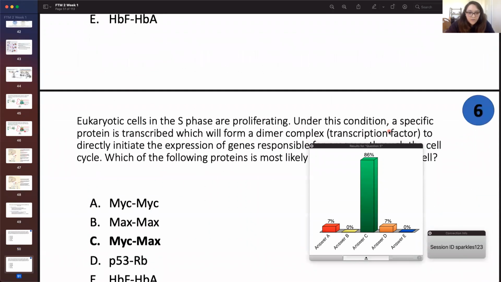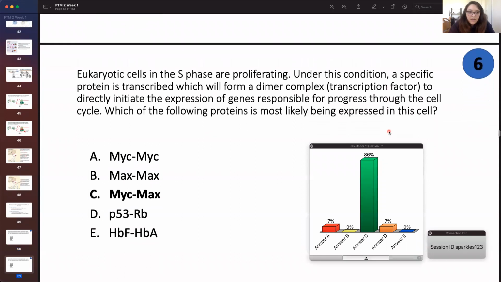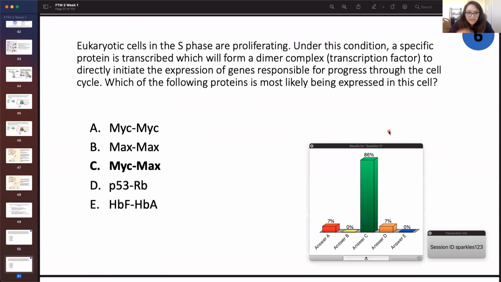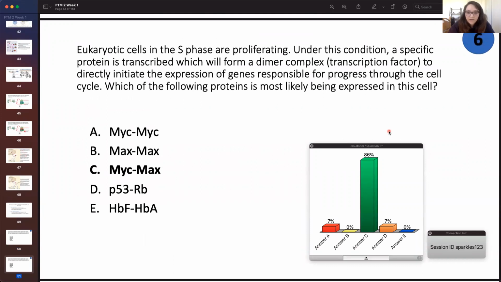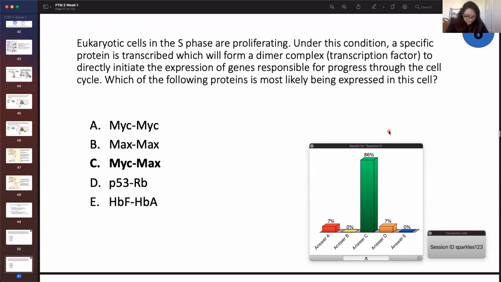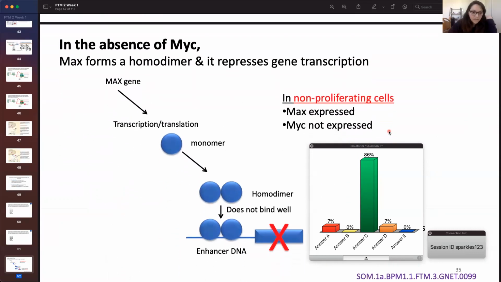Okay, so most of you guys got this one. When we're talking about Myc and Max, I'll explain that one in the next slide, but for this question, you just want to know that Myc and Max have to form a heterodimer in order to have the cell cycle progress. If Max is making a homodimer with Max, then it's not going to increase your gene expression or your cell cycle progression. Let's move to the next slide so I can try to explain that.